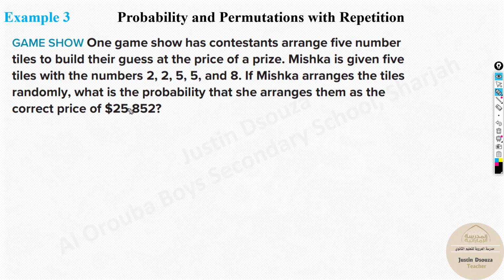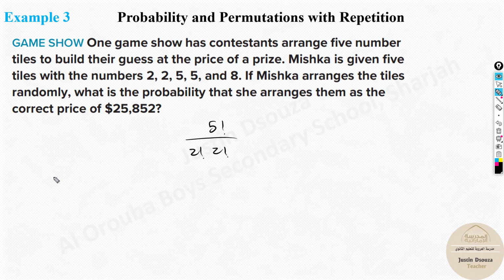Now, what are the possible ways that this number is exactly arranged? What is the chance? How many total numbers are there? 1, 2, 3, 4, 5, so 5 factorial, right? But 2 is repeated 2 times, so 2 factorial. How many times is it repeated? If it was 2, 2, 2, I should have written 3 factorial here. The 2 is repeated twice, and 5 is again repeated twice. So it's 5 factorial by 2 factorial into 2 factorial. This is the total number of possible arrangements of these numbers.